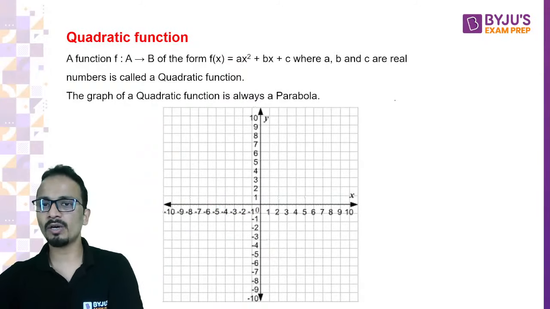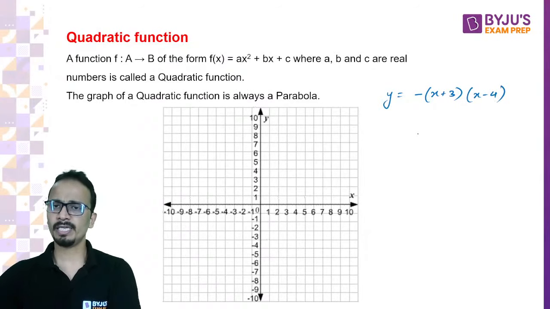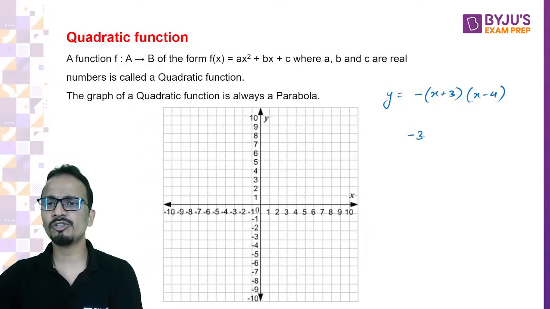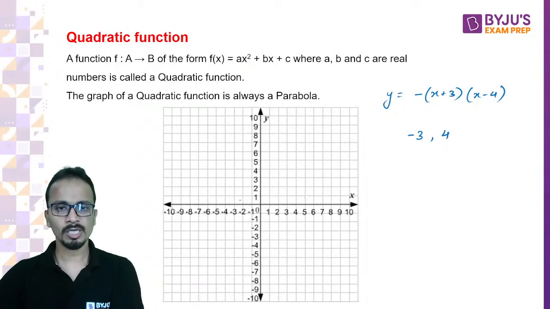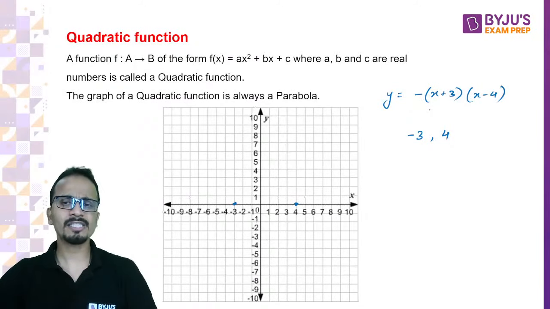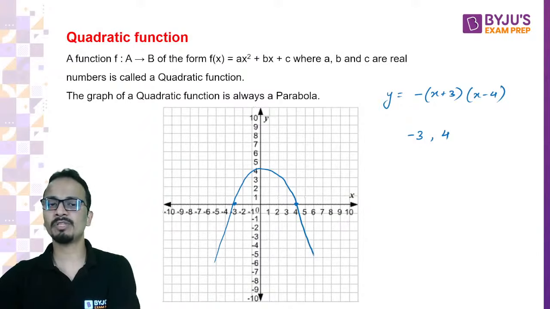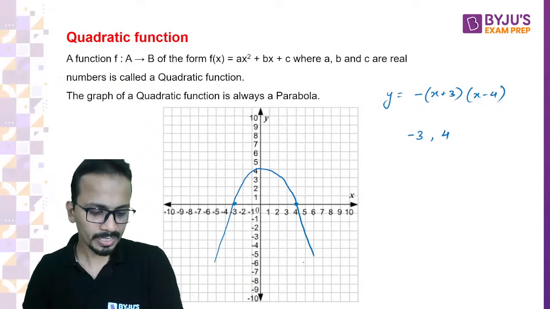Taking one more quick example, y equal to minus of (x plus 3) into (x minus 4). Now in this case, the roots are minus 3 and plus 4. So the graph will intersect the x-axis at minus 3 and plus 4. Now, in this case, the sign of x square will be negative. So this graph will be a downward opening parabola and it will be something like this.